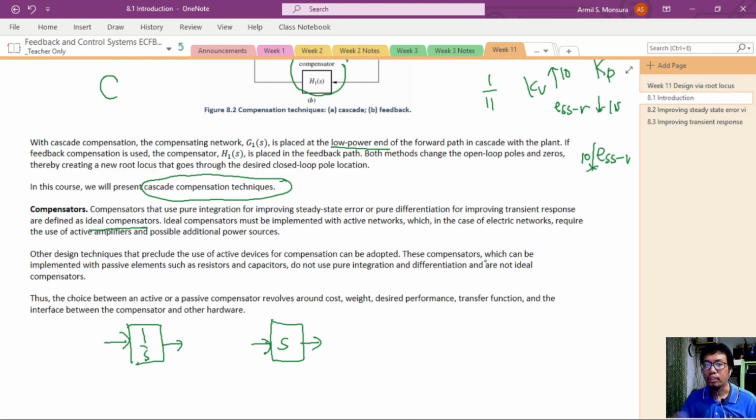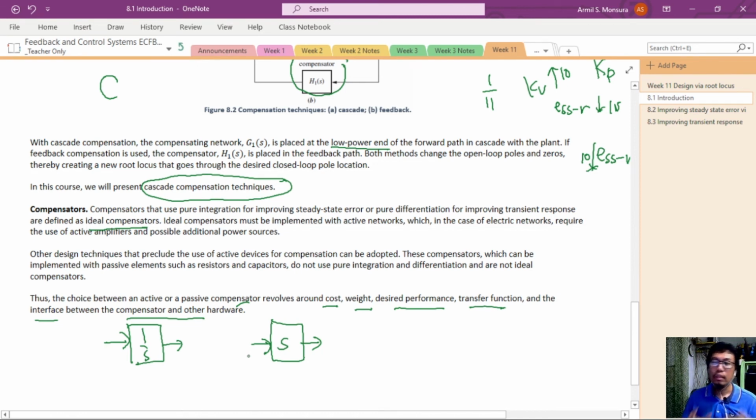Okay, so the choice between an active or passive compensator revolves around cost, weight, desired performance, transfer function, and the interface between the compensator and other hardware. So those are our design considerations when you choose whether your system requires an active or passive compensator. Okay?